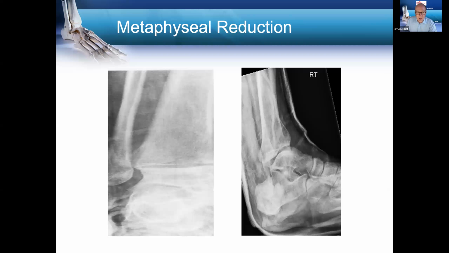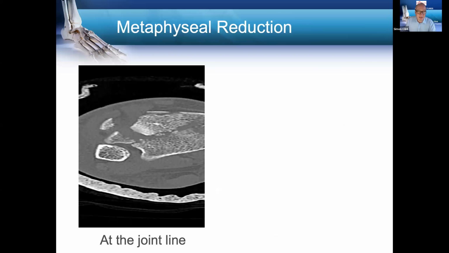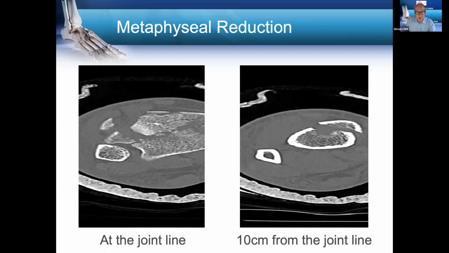Just briefly, I want to touch on a reduction principle that we can go into in a bit more detail, which is metaphyseal reduction. Unfortunately, the AP image looks awful there, but this is a fairly typical Pilon. If you get your CT at the joint line, it's all really horribly comminuted. And I don't know why these are looking so awful. I'm sorry about that. But if you come just 10 centimeters up from the joint line, that horribly comminuted fracture has really simplified and has only one spike.